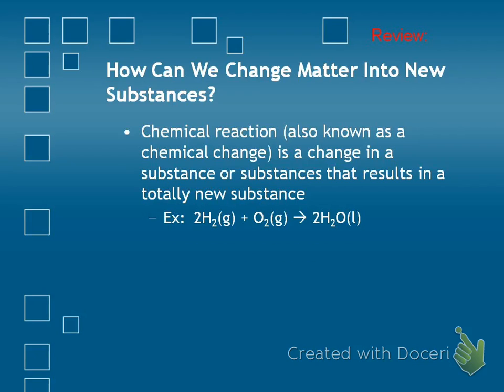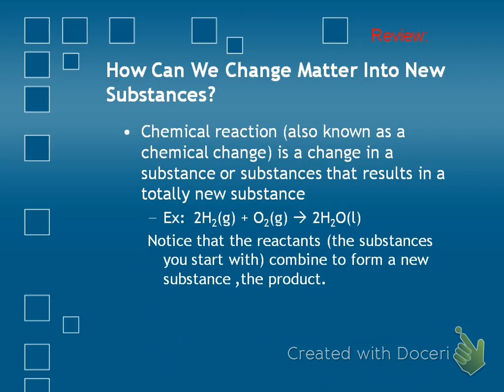So when hydrogen gas combines with oxygen gas, we form 2 molecules of water. Again, 2 flammable gases produce something that is not flammable at all, water. Notice that the reactants, what you start with, what is doing the reacting, form something new, and that is called the product. And think about in multiplication, the answer is often called the product.